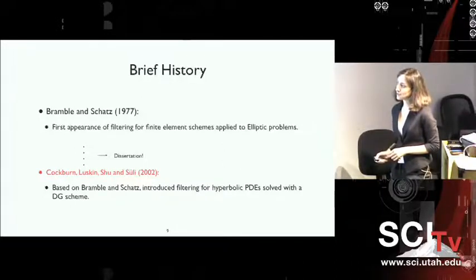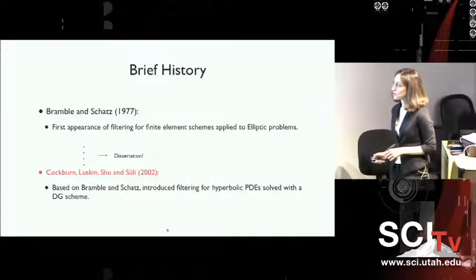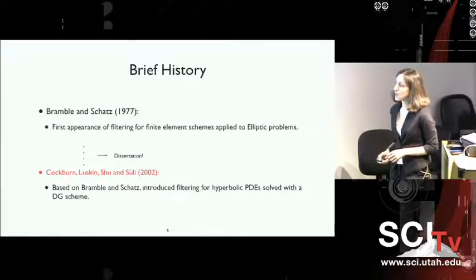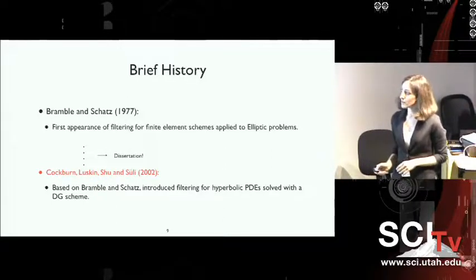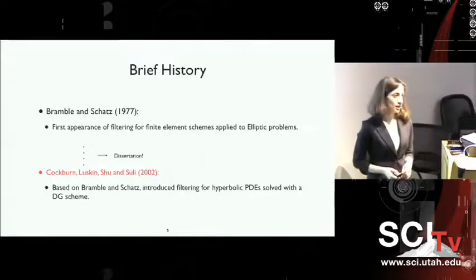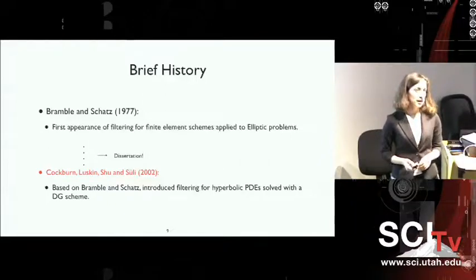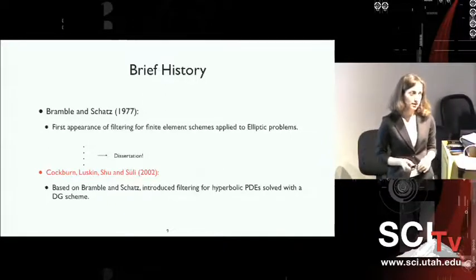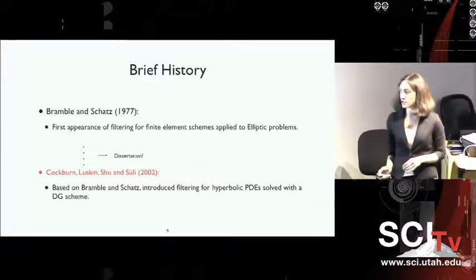Many years later, in 2002, Cockburn, Luskin, Shu, and Sully, based on the work of Bramble and Schatz, introduced filtering for hyperbolic PDEs solved with a DG scheme, and this is exactly the type of equation we are working with in this talk. A lot of things happen here. You will find that in my dissertation. And I should also mention that there are also filtering techniques for finite difference and spectral methods based on similar concepts, but in this talk I only talk about filtering applied to DG solutions.